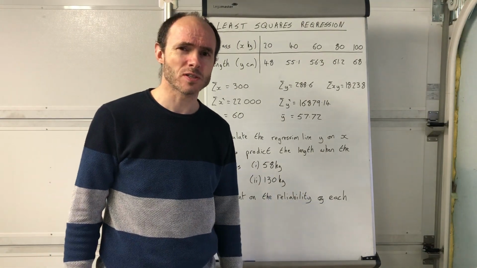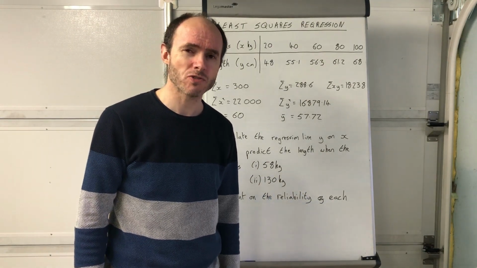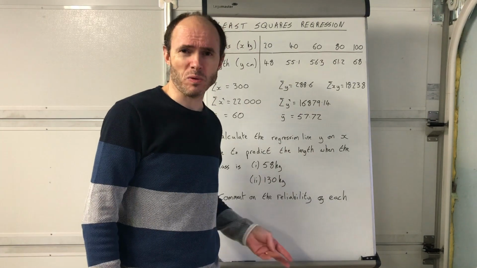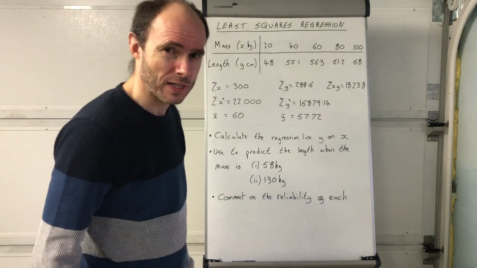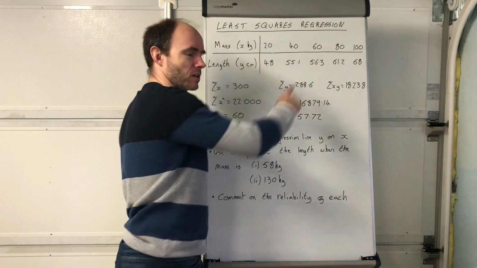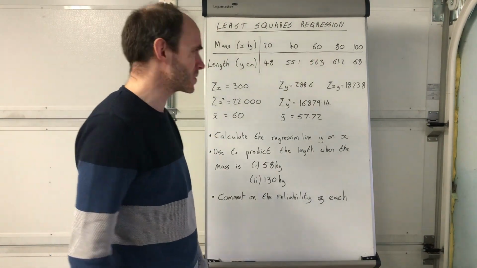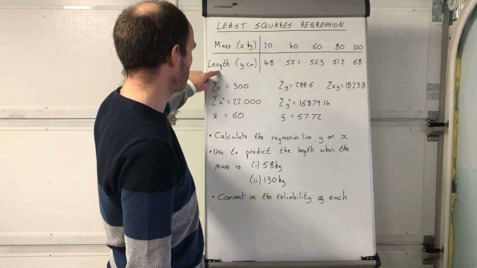Okay, so here's a worked example involving the equation of a regression line. It's quite worded, isn't it? But I want to put it all on one board before I start to work through it. So traditionally, this is what a set of data looks like. You can see there's 5 paired variables, and one is about mass, one is about length.